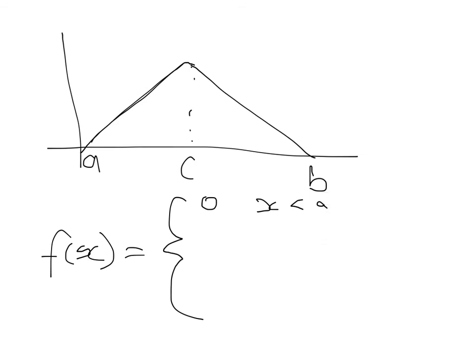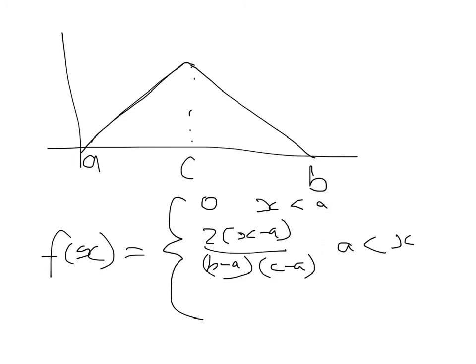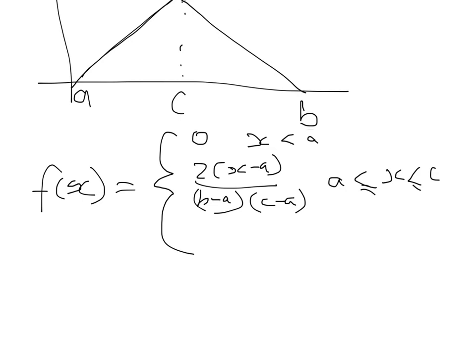We've got two lots of x minus a, all over b minus a, c minus a. And this is when x is between a and c. Right. We put less than or equal to, but actually at c or a it is 0.